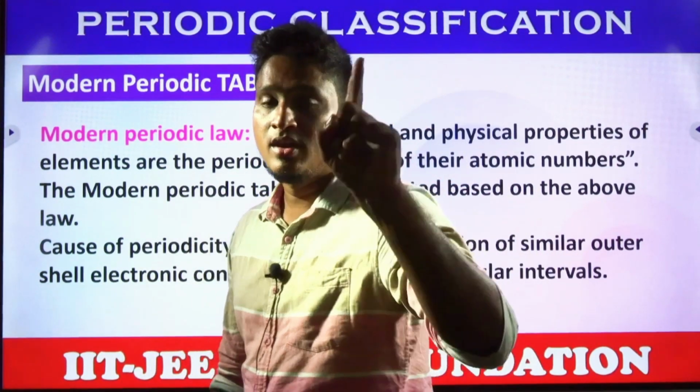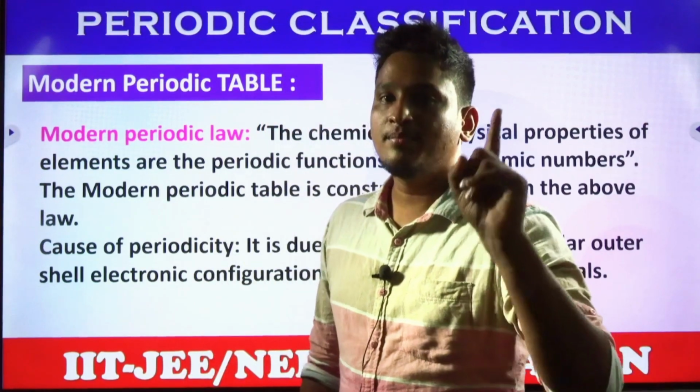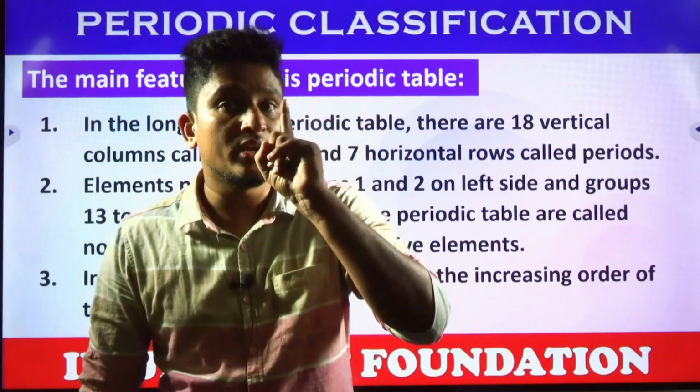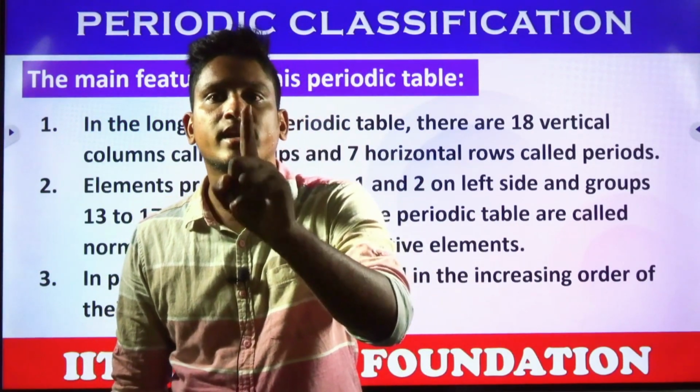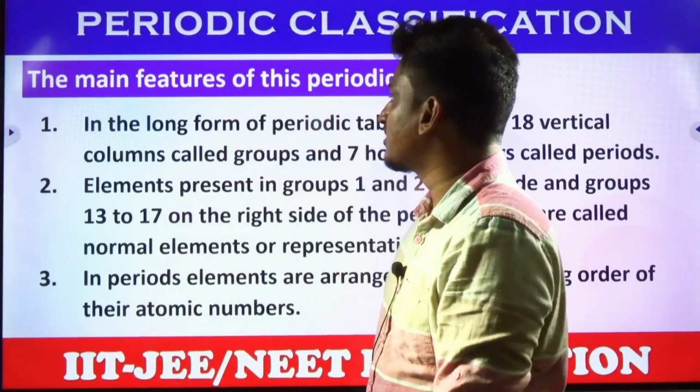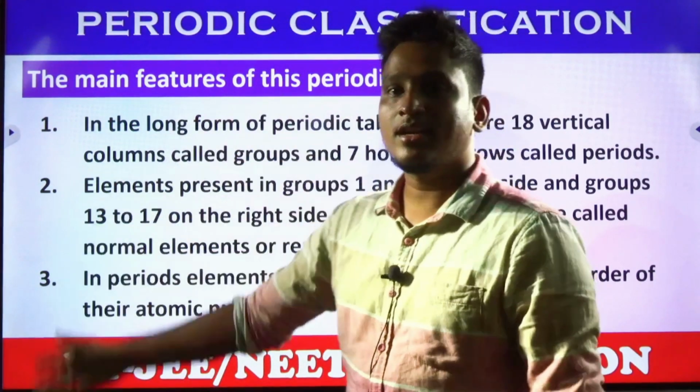Got the clarity? One main point here to remember: the modern periodic table is not just classified according to atomic numbers but also according to the electronic configurations. The Aufbau diagram, yes or no? The order of filling electrons. Based on that order, the modern periodic table is classified. So look at the main points under this periodic table.